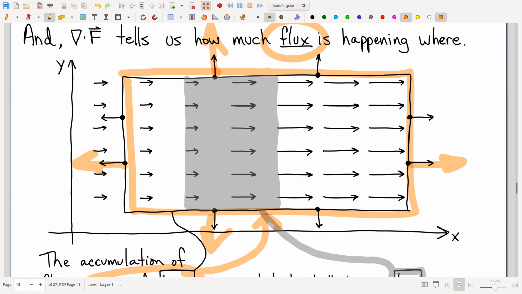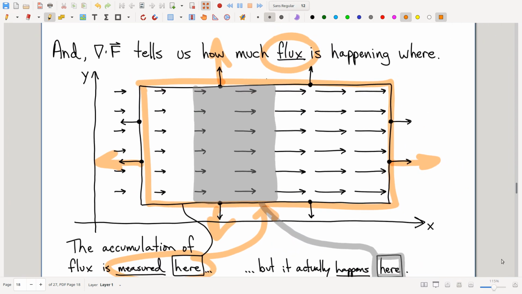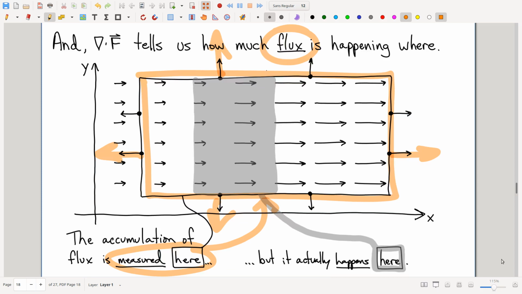Actually, let me zoom out so we can see better. There we go. Sure, we see it on the boundary, but where is it actually happening? And again, let's look at little pieces in the middle. If I look at a region about like this little green region here, it just kind of appears at a glance there's just as much flux inward into the left side as there is outward from the right side, because the vector field is pretty constant. So I don't think there's any flux happening here.